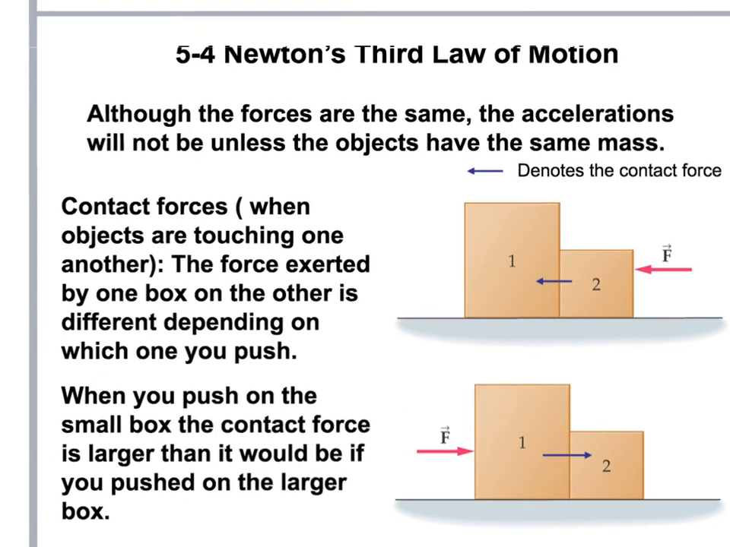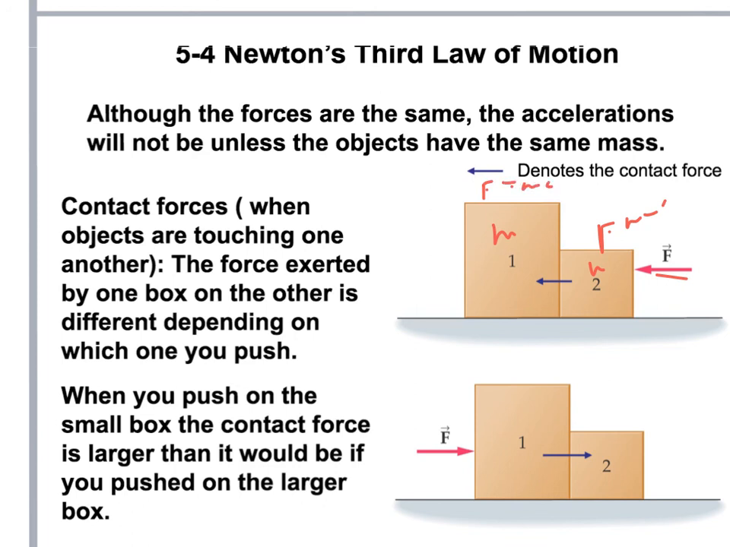So the third law is although the forces are the same, the accelerations will not be unless the objects have the same mass. So when the objects have different masses, the accelerations are going to be different. And again, remember that F equals ma. So we have the same force here, but different masses. So you have an F equals ma here and an F equals ma here.